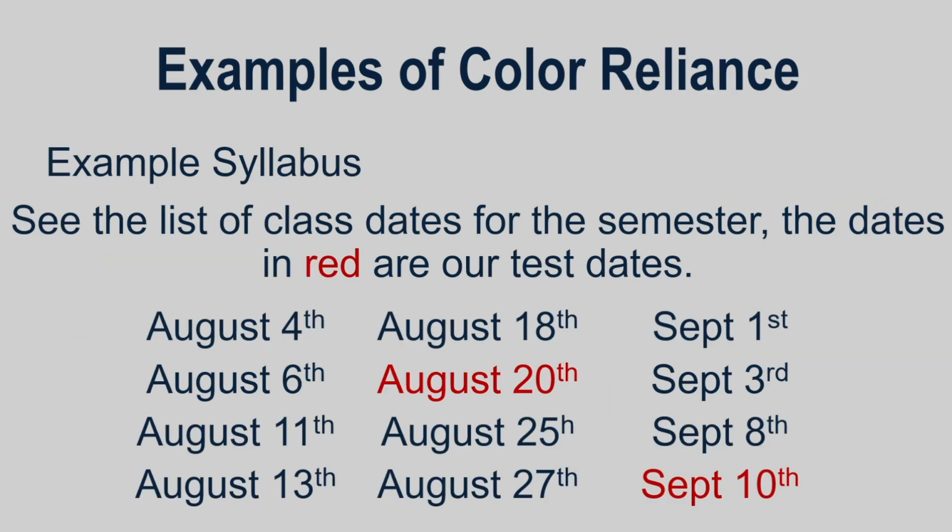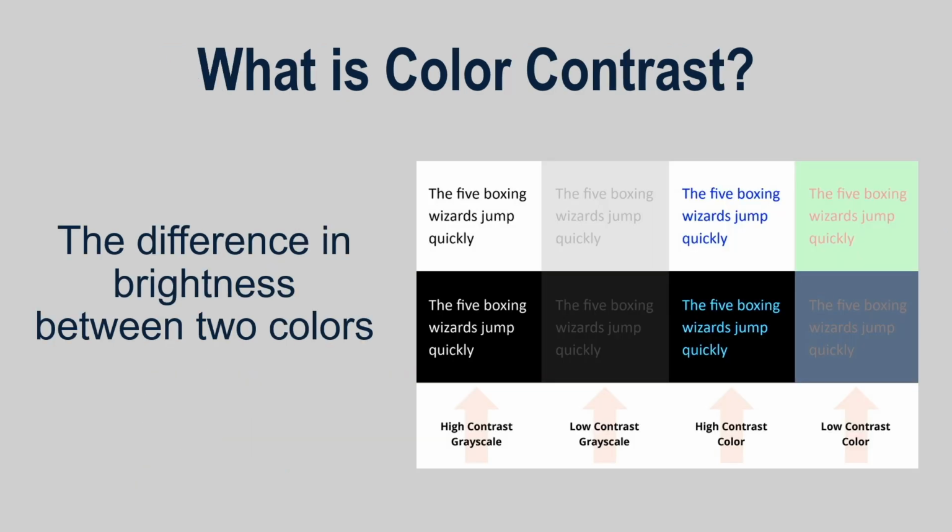To give you an example of what color reliance is, let's look at this example syllabus section, where it says, see the list of class dates for the semester. The dates in red are our test dates. August 20th and September 10th are highlighted in red, but any student, whether they're blind, using a screen reader, or have any sort of color deficiencies, would not be able to access that information. This is color reliance. Now let's talk about color contrast.